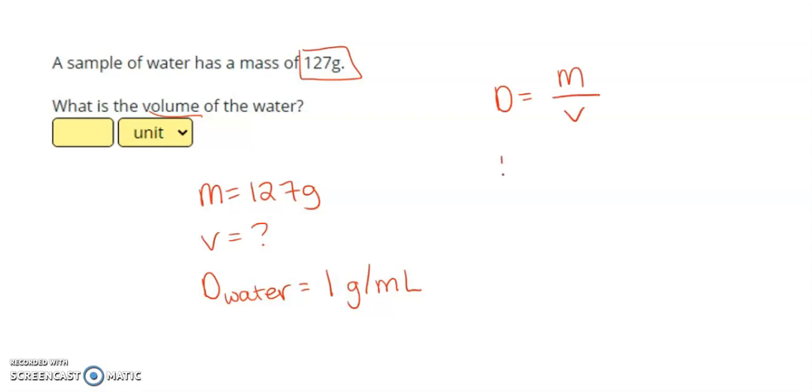You can also use this equation, D equals M over V. You can plug in 1 equals 127 over V. That is another way you can solve this. When you have V in the denominator, you need to get it out of the denominator first. So we're going to multiply both sides by V.